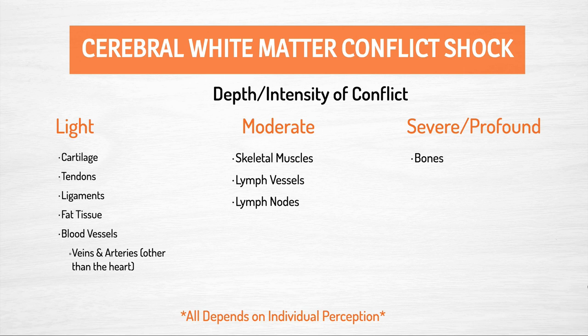So like I said, a self-devaluation conflict affects all of these different tissues. What determines which tissue it affects? The intensity and depth of the conflict does impact which tissue is involved. So a more light self-devaluation, not as intense, not as serious, you might say, would affect the cartilage, tendons, ligaments, fat tissue, blood vessels. These are the blood vessels, veins, and arteries other than that of the heart. A more moderate self-devaluation would affect the skeletal muscles, the lymph vessels, and the lymph nodes.